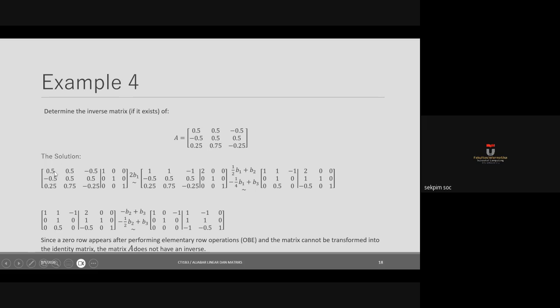Since this is 0.5, half, you multiply the first row by a number that makes it 1. Half becomes 1 when multiplied by 2. So you multiply all elements in the first row by 2, such that you have 1, 1, and minus 1. You have 2 here, since 1 times 2 is 2, 0, 0.